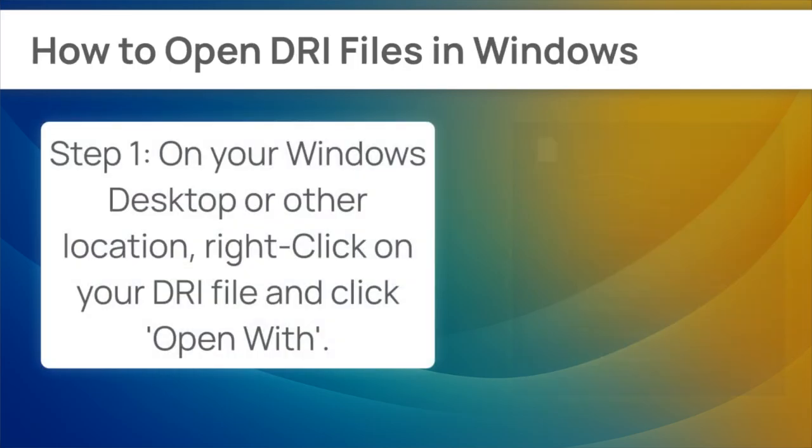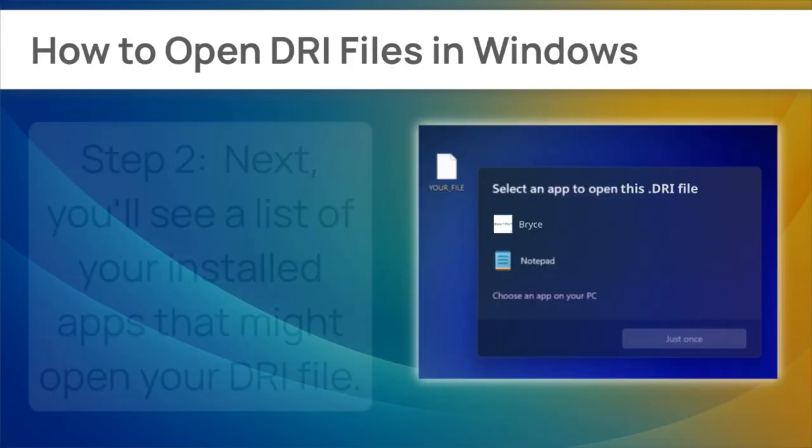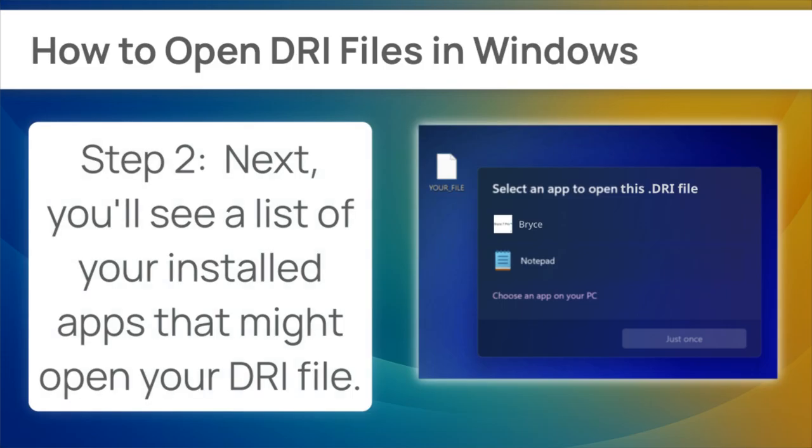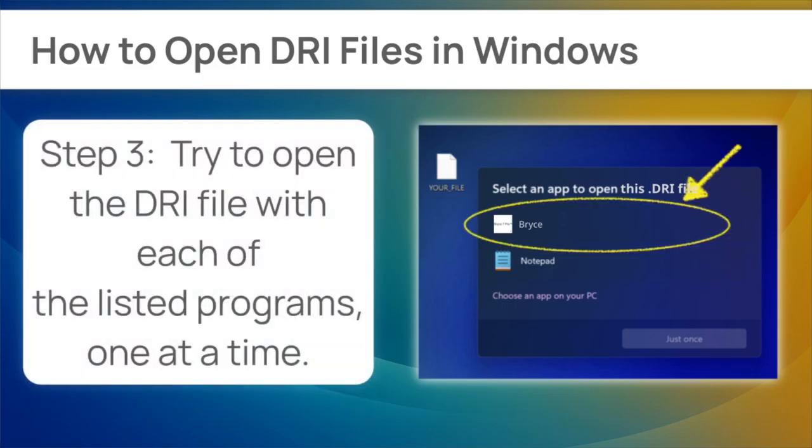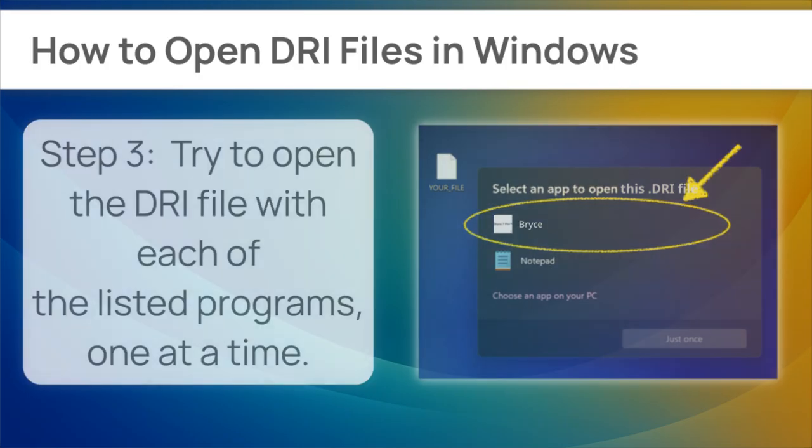Let's troubleshoot the file association error. Right-click your DRI file and select Open With. Test Bryce if installed. If unavailable, choose a different app. That is often the key to unlocking the file.